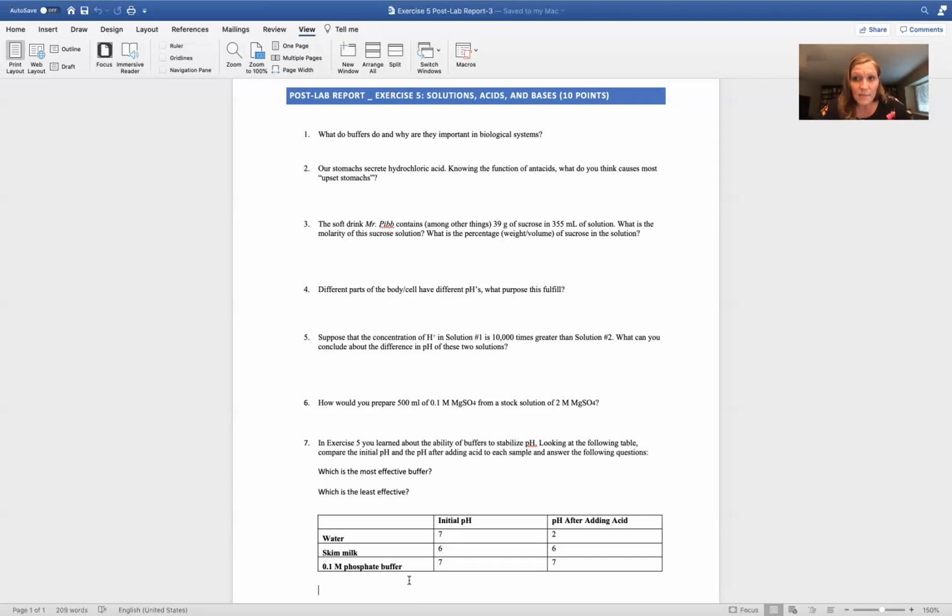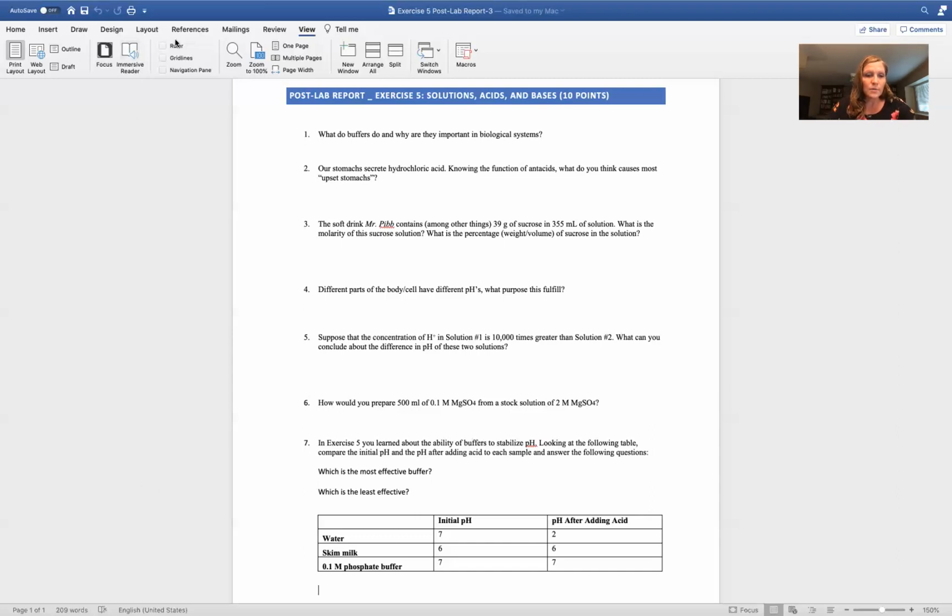A buffer, as we know it, actually makes sure that whatever the pH is initially, the buffer keeps it at that initial pH and tries to keep it in that range. And your body has a lot of areas where that buffer is included to keep it at a pH that's needed in that specific area. So that's that question. If you have questions on that, let me know. Let's just get into our soft drink question.